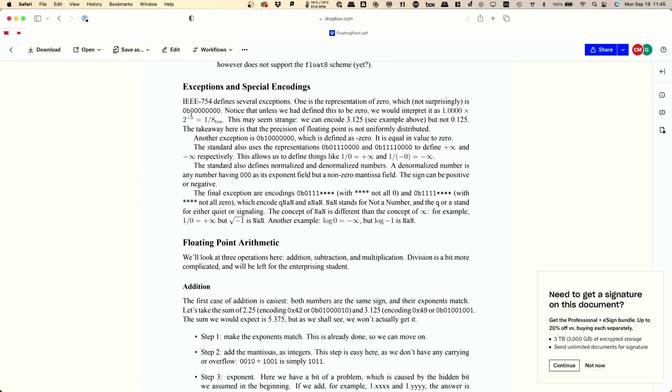We've got encodings for plus and minus infinity and for not a number, which is a little different than infinity. So it may be a good way to put this: log of 0 is minus infinity, but log of negative 1 is not a number, right? So it's a different kind of thing.